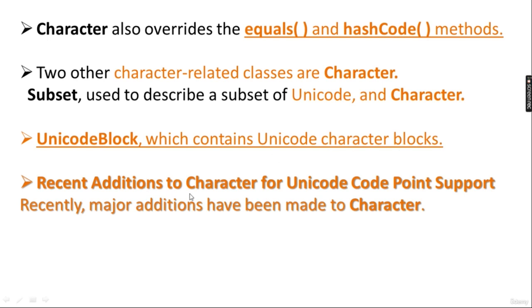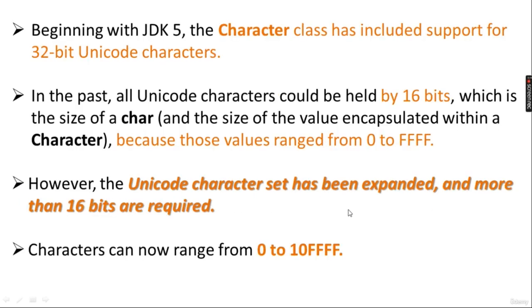Recent additions to Character for Unicode code point support. Recently, major additions have been made to Character. Beginning with Java 5, the Character class has included support for 32-bit Unicode characters. In the past, all Unicode characters could be held by 16 bits, which is the size of char and the size of the value encapsulated within a Character, because those values range from 0 to FFFF.